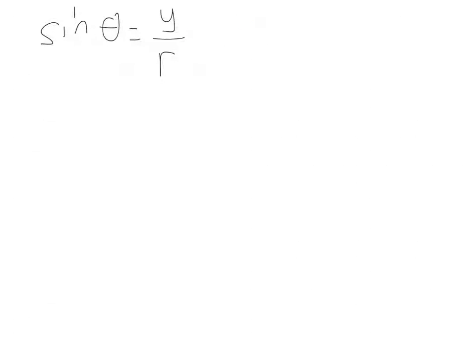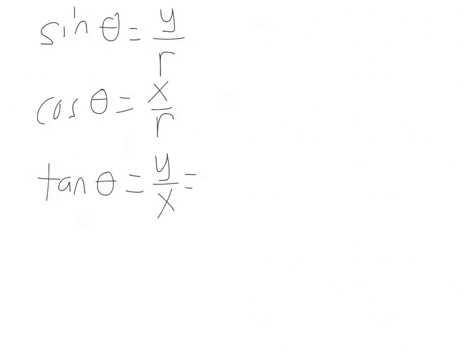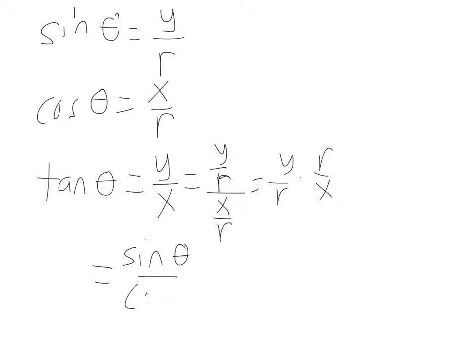So, our sine is just y over r. Cosine is just x over the radius. And tangent is just y over x. So, you notice that would still be y over r divided by x over r, because if you were to do keep change flip, you would have y over r times r over x. So that means tangent is still sine over cosine, even though we're not on the unit circle.